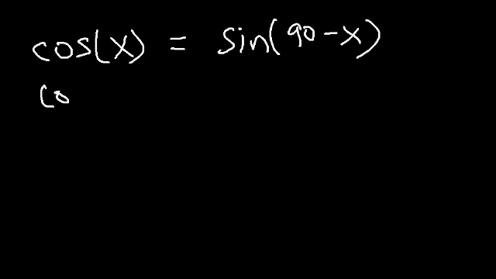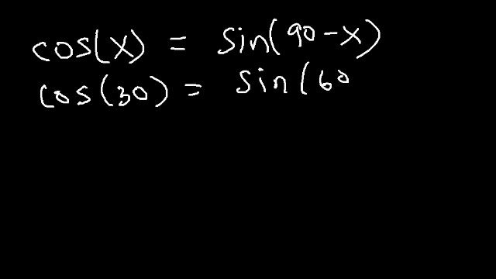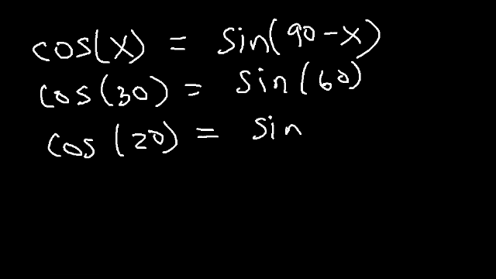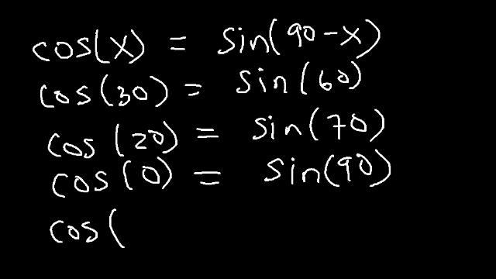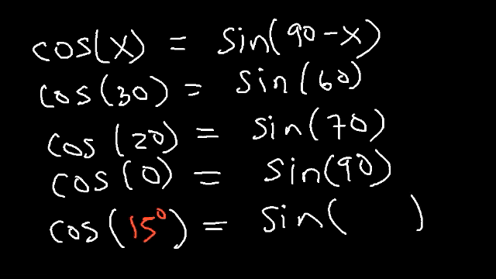For example, cosine 30 is equal to sine 60. Cosine 20 is equal to sine 70, because 20 plus 70 adds up to 90. Cosine 0 is equal to sine 90. Sine 90 is 1, cosine 0 is 1. So cosine 15 degrees is equal to sine of what angle? So all you have to do to find a missing angle is 90 minus 15, so therefore this is 75.